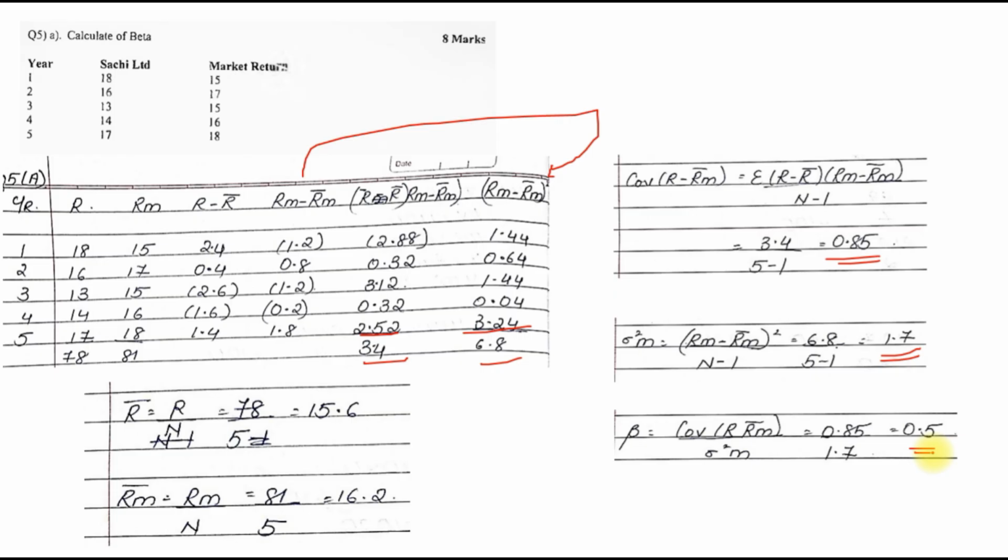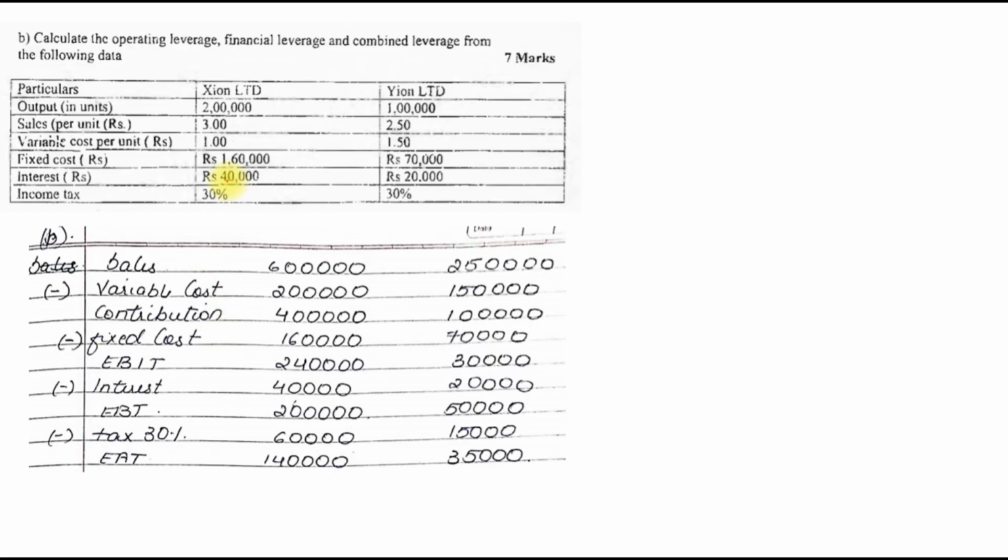Okay. So this is how I like to solve the sum based on beta. One last question in this paper. Calculate operating leverage, financial leverage, and combined leverage from the following. Outputs have been given: sale, variable, fixed, interest, and income tax have been given. First, we need to find the income statement. Sales will be selling price into output.